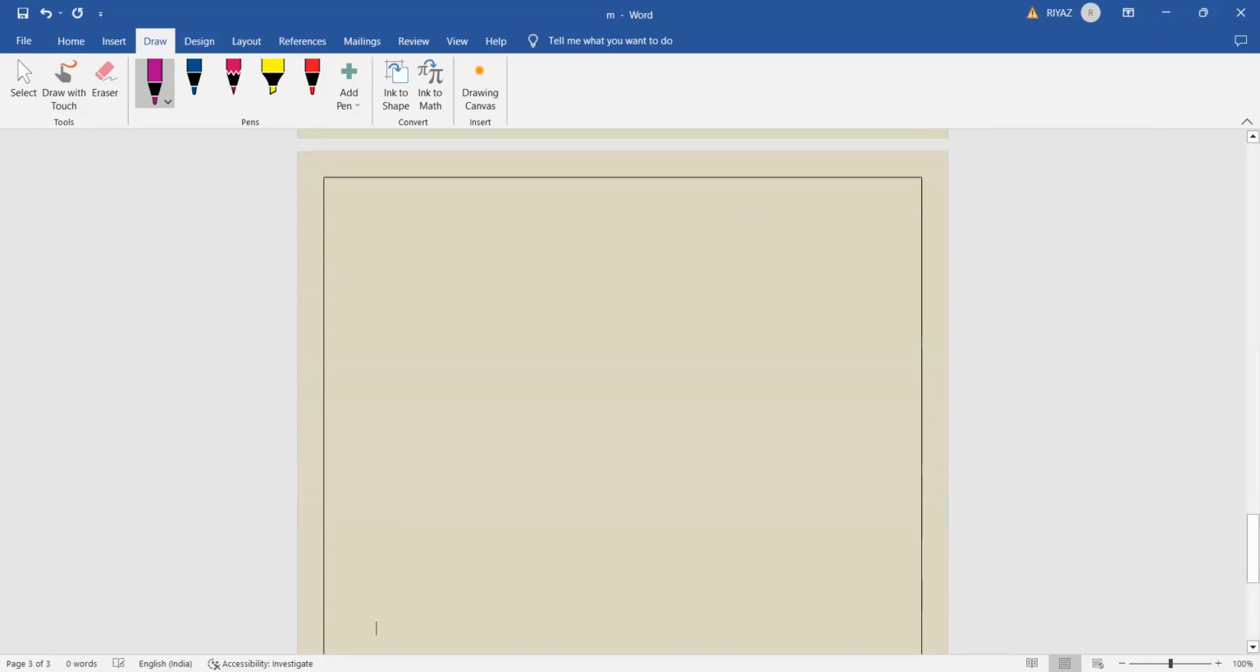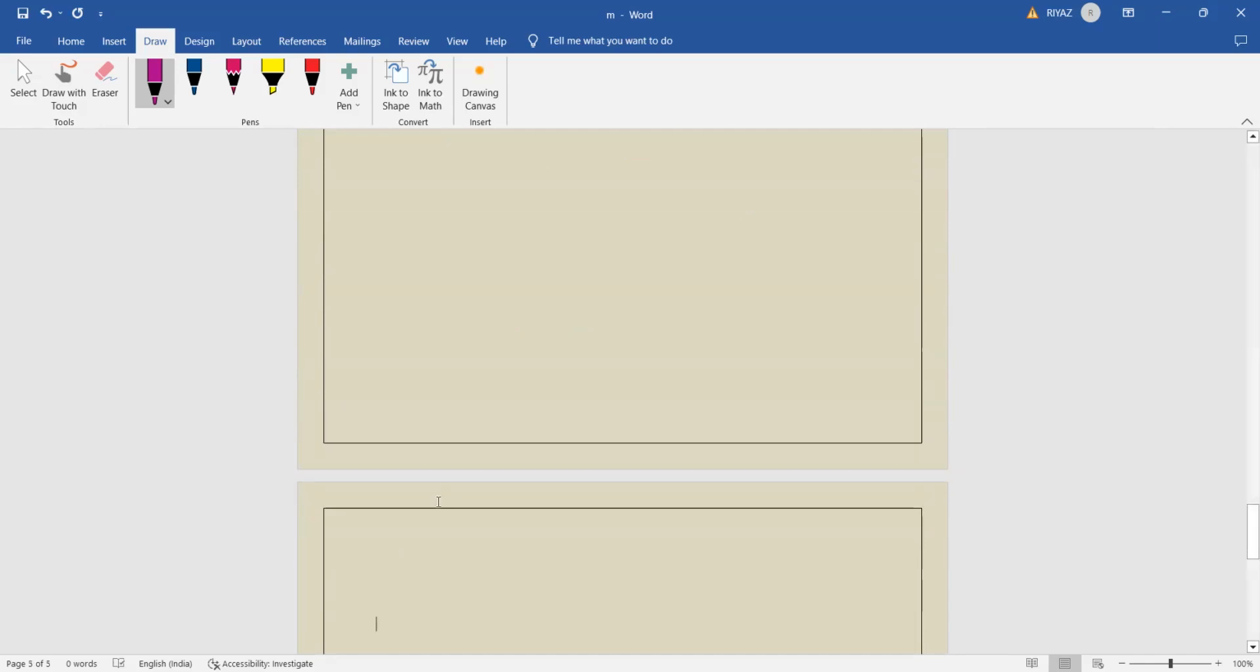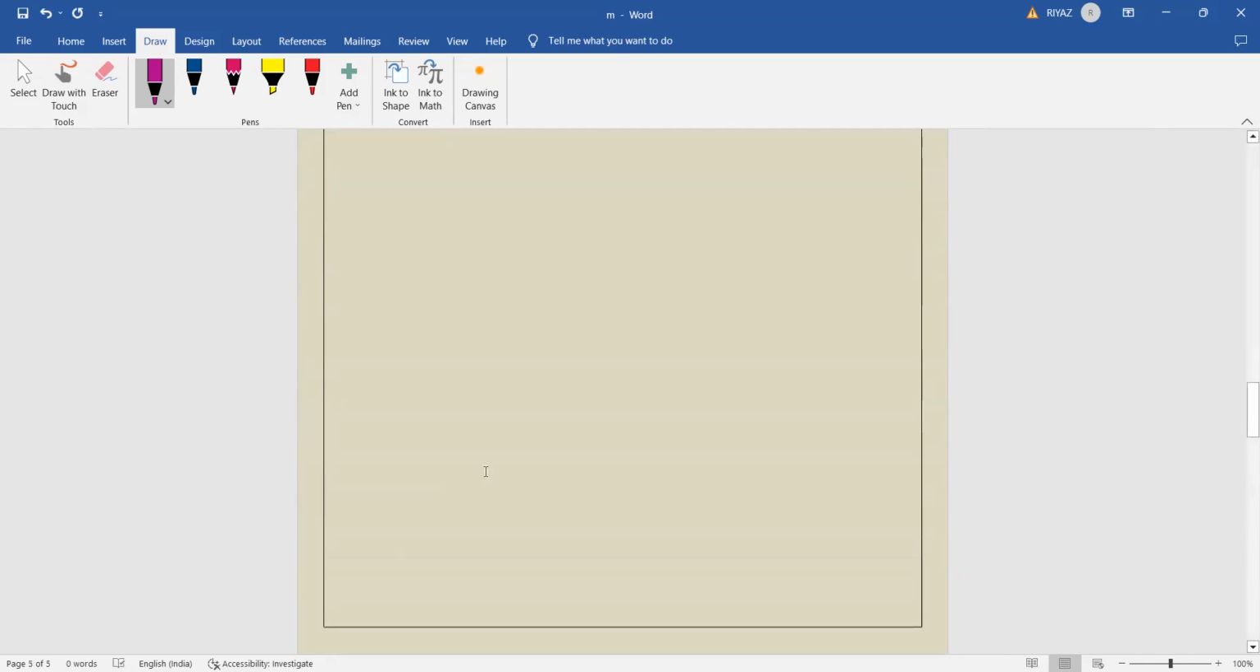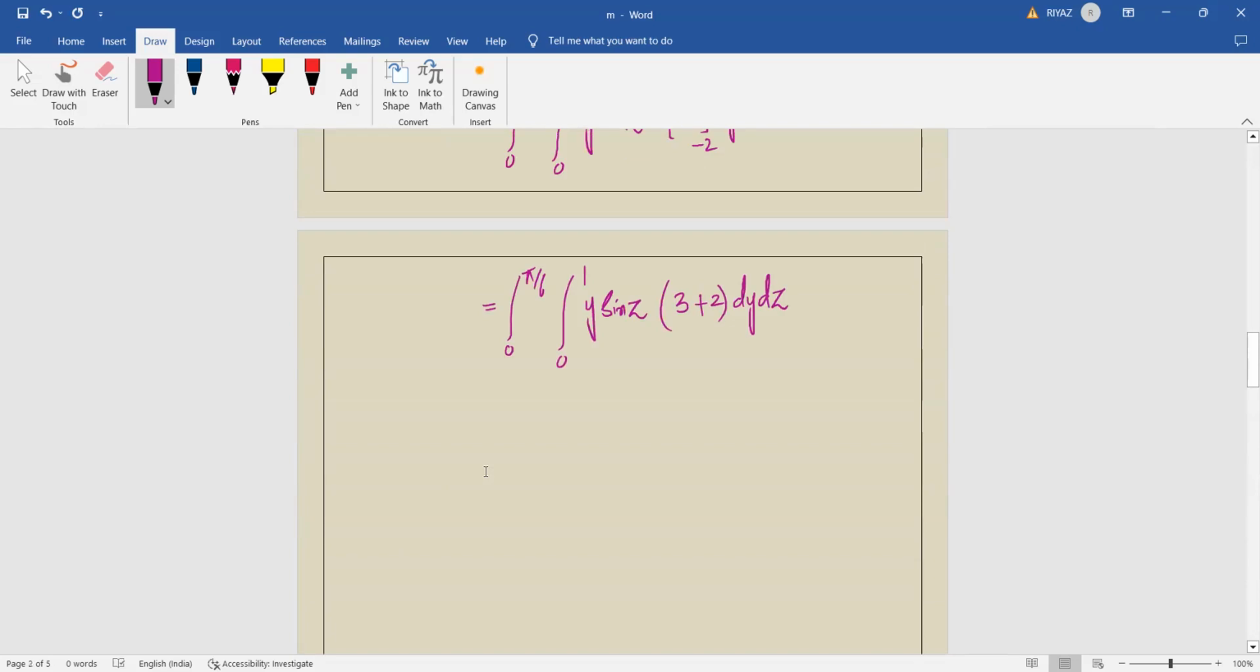Just 1 second, I'll add 2 more pages here. So 3 plus 2 is a constant, an overall constant. We can pull it totally outside: 5, integral 0 to pi by 6.